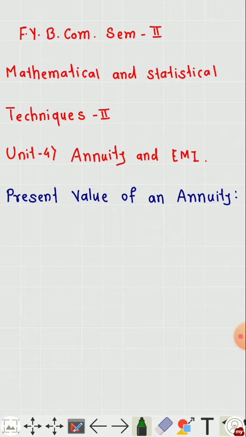Mathematical and Statistical Techniques, second unit, number 4: Annuity and EMI. In this lecture we study the present value of an annuity. We know that the present value of an annuity is the sum of the present values of its periodic payments.